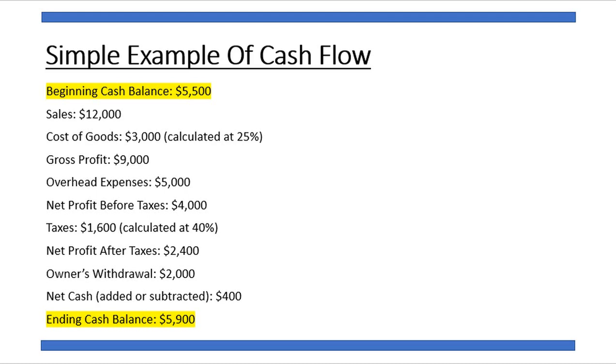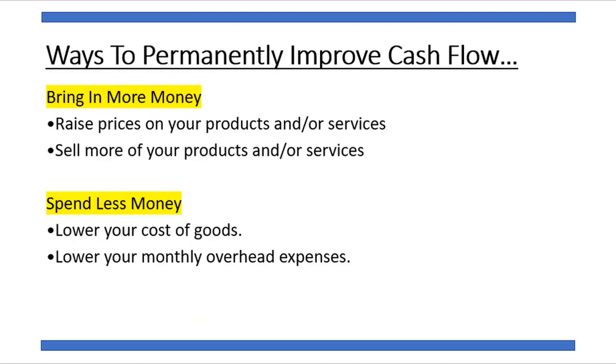And so you need to subtract that 1,600, and that would then give you a net profit after taxes of $2,400. If you, as the owner, then took a withdrawal of 2,000, the net cash that was added, or it could be subtracted, but in this case it was added, the net cash that was added that month was $400. So your beginning cash balance was 5,500. You added 400, and your ending cash balance was 5,900 at the end of that month.